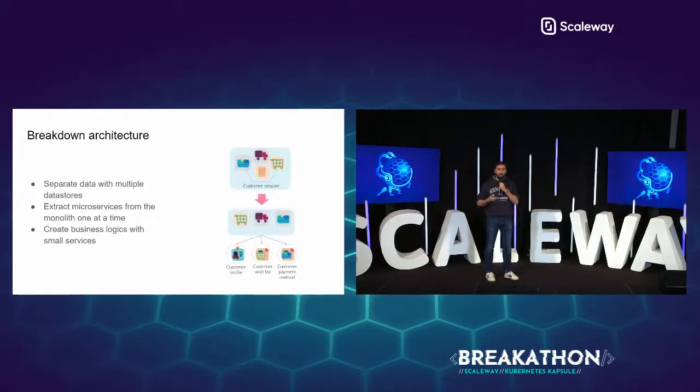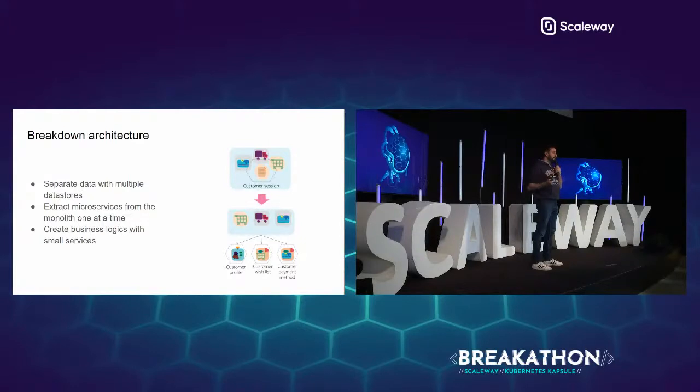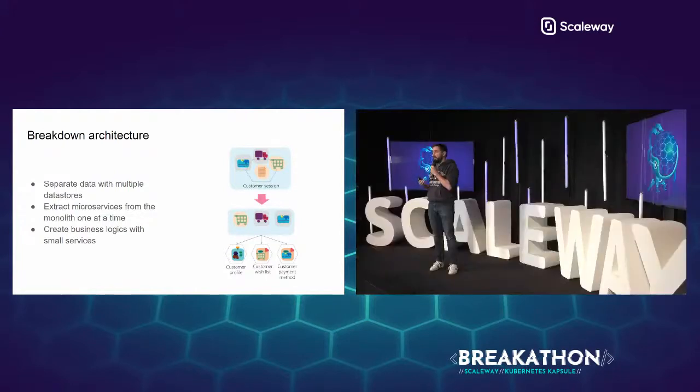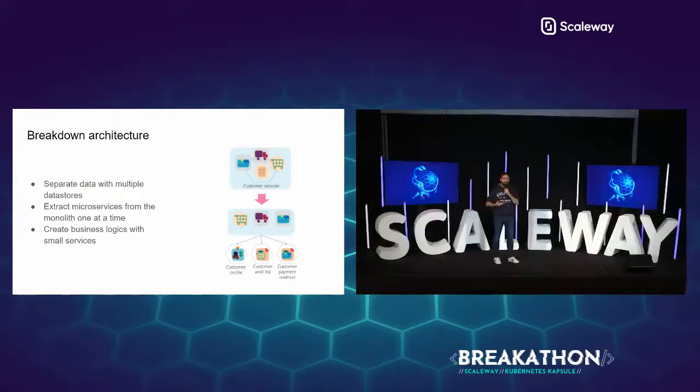Okay, so first of all, how can we break a monolithic application into microservices. The first part is to separate data with multiple data stores. For example, you will not have a big SQL server, not a big database, but multiple data stores which will handle data from lots of microservices and which will be scalable horizontally. And you will do it step by step. So you will extract microservices from the monolithic application one at a time.